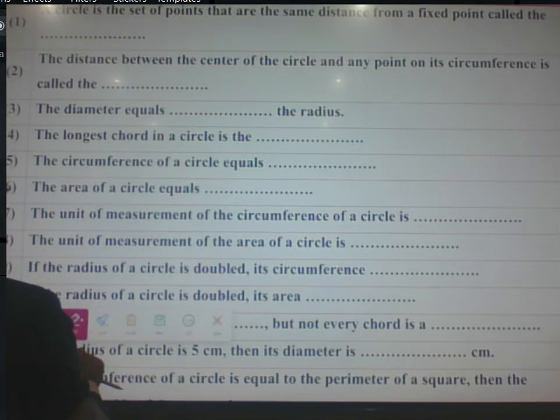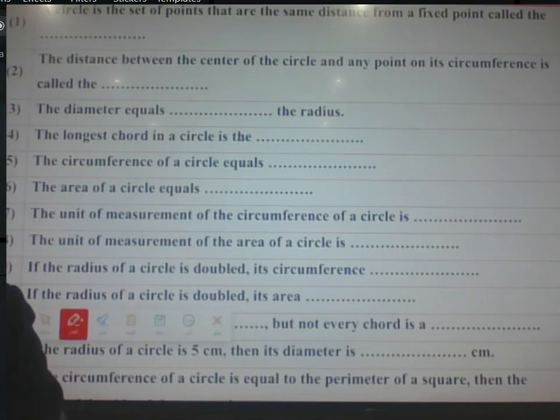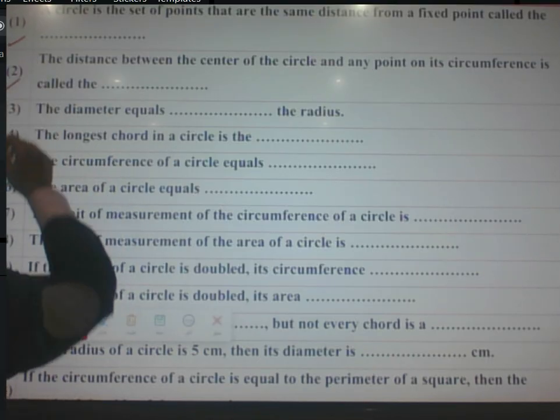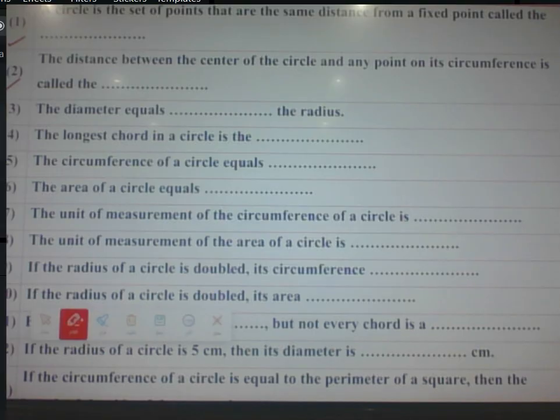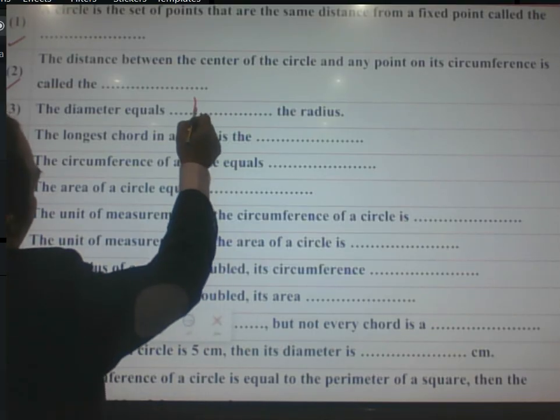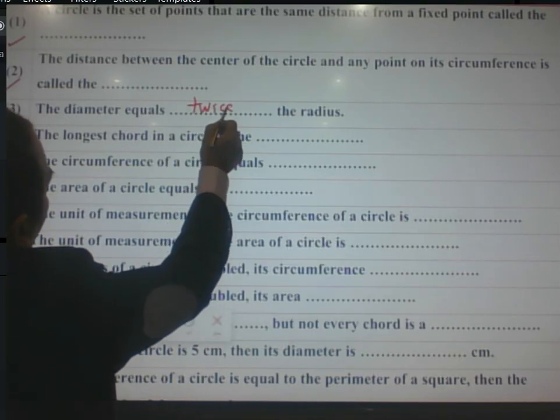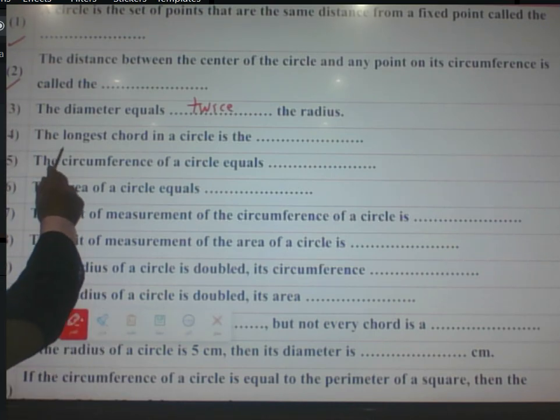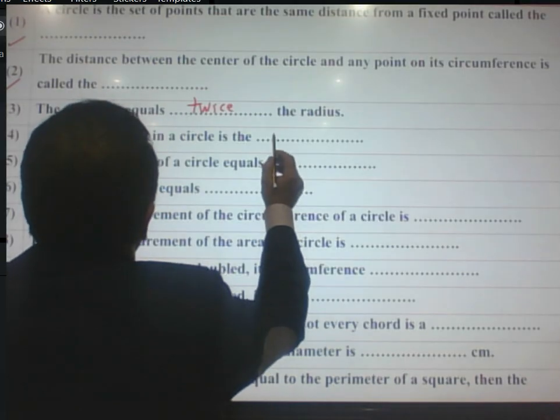Next question down here. Listen to me. Okay, I solved this question and this question. Now, question number 3: the diameter equals twice the radius. Radius times 2 equals diameter. Number 4: the longest chord in a circle, we call it the diameter.